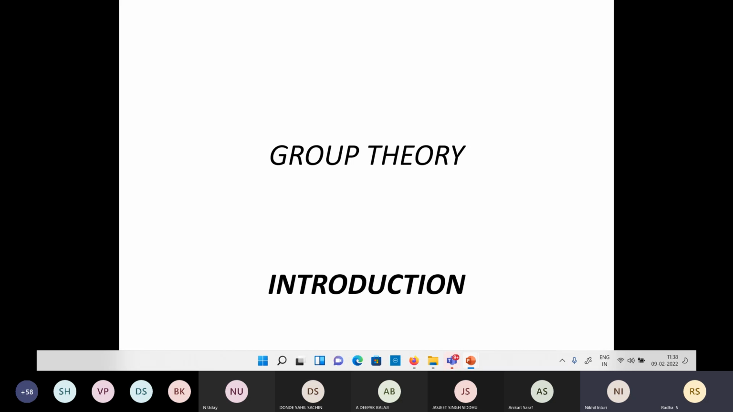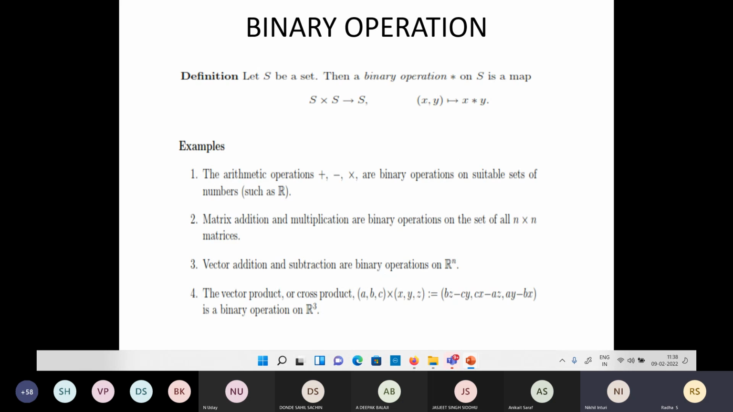Closed under addition. Associative property. Then identity, additive identity. Then inverse, additive inverse. All these properties are going to come here, right? So before going into this, I'll tell you what is a binary operation.